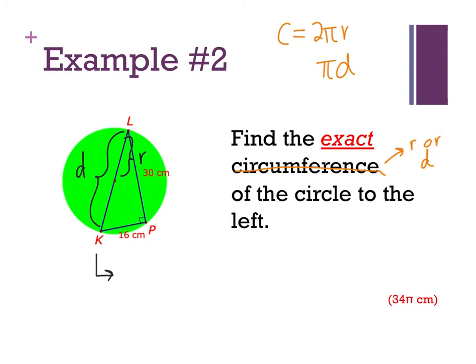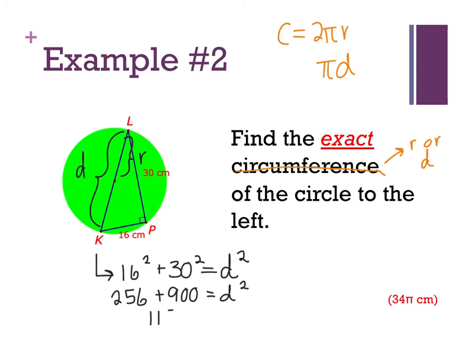So remember, Pythagorean theorem is leg squared plus leg squared equals hypotenuse, which I call d squared. Okay, so working through this, I get 256 plus 900 equals the hypotenuse, aka the diameter squared. I get 1156 equals d squared. D is going to end up equaling 34.